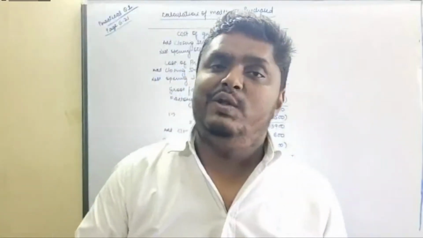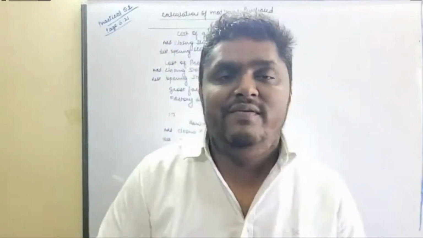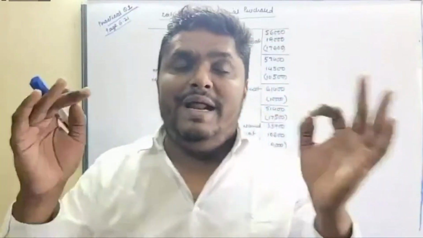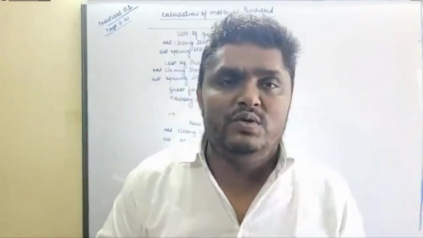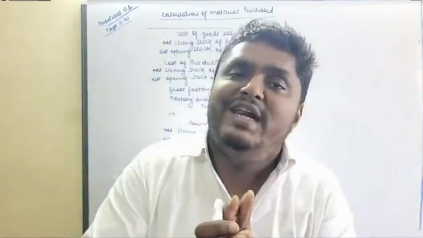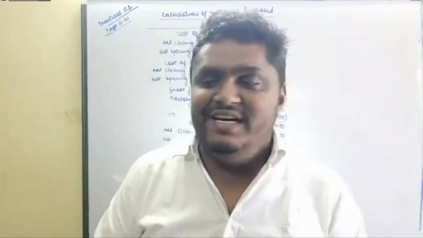So again, stick to the concepts. Rest all, there is nothing like rocket science. The questions are very easy as compared to the other chapter. So better try to memorize the format plus stick to the concept, you will be able to solve. But yes, you have to apply your brains that what all are covered under factory overhead, what all are covered under office overhead, and what all are covered under selling and distribution overheads.